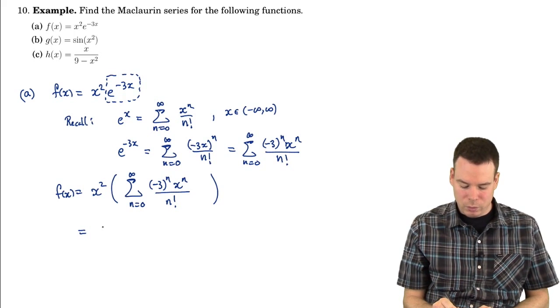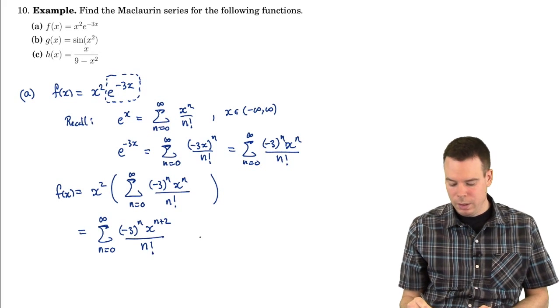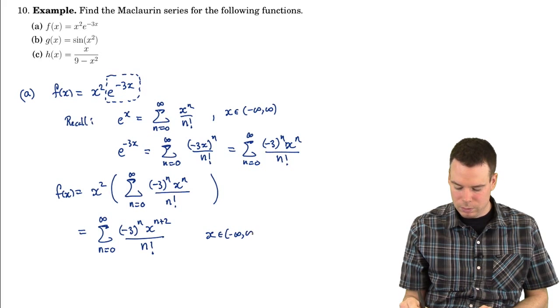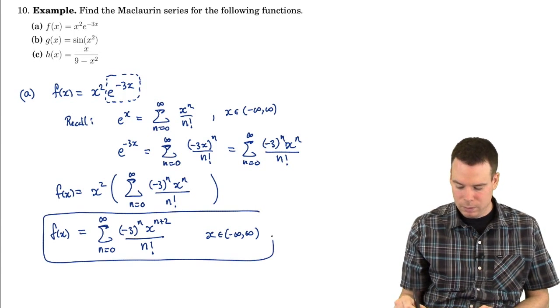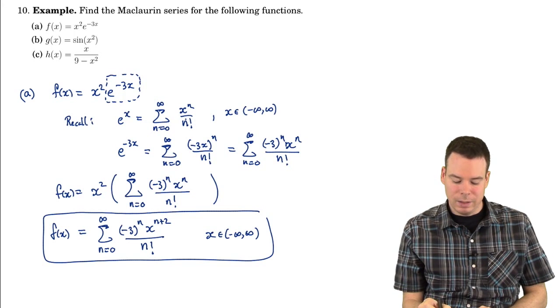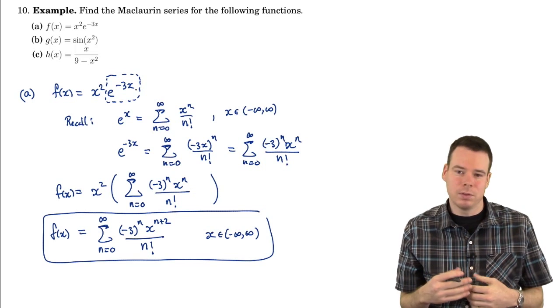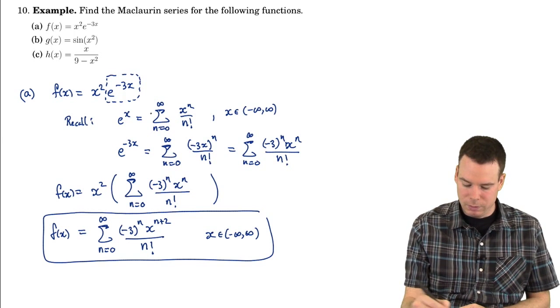And now I can multiply the x squared in term by term. And I get that this is negative 3 to the n, x to the n plus 2, all over n factorial. And what interval does this equality hold for? Well, the original expansion for e to the x held for all real numbers. So does this one. And there's our result. Notice knowing the expansion for e to the x allowed us to get the expansion for x squared e to the negative 3x rather quickly, rather than having to do all these higher derivatives and trying to spot patterns for the coefficients. We got this immediately from the series expansion for e to the x.